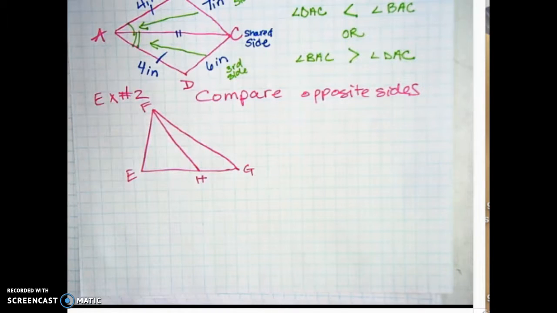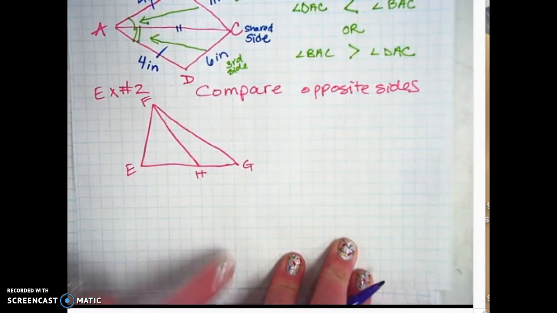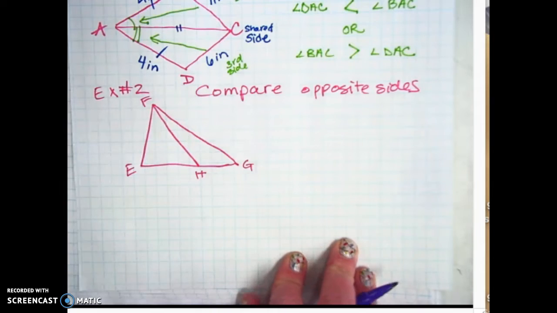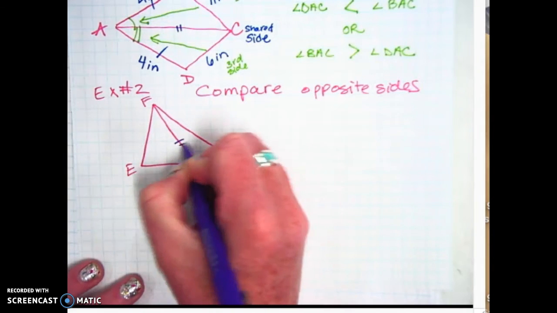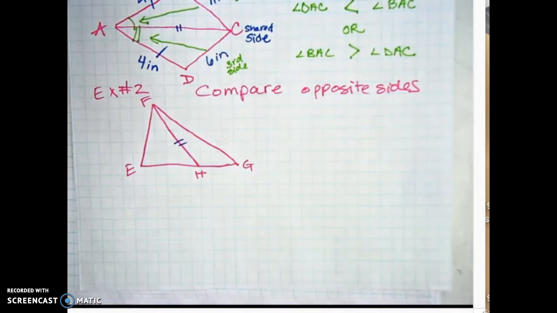All right. So again, we have 2 triangles. They're stuck together. Like I said, you're going to see that a lot. So we already know that side FH is the shared side. It's congruent to itself. So we're going to put our double tick there. Okay? This time, I'm going to give you some angle measurements.